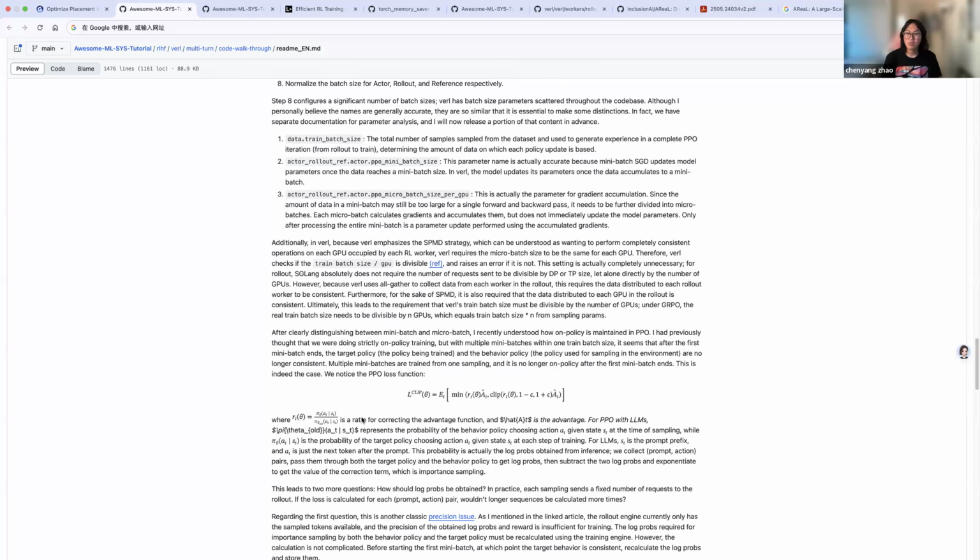Yeah. So okay, let's continue. On our side, it's an obvious optimization for us that we try to make our rollout engine's log probability as accurate as possible.